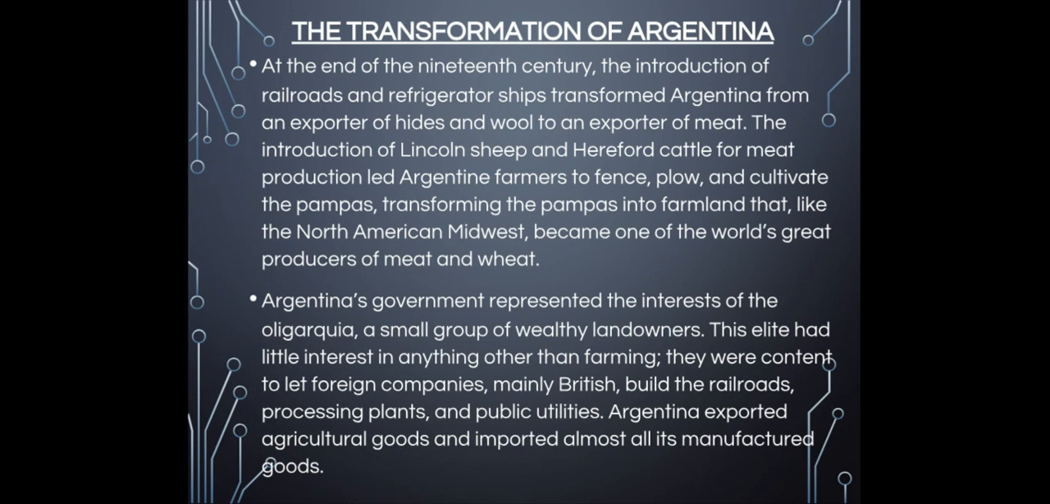Their government represented the interests of the oligarchia, a small group of wealthy landowners, and the elite had little interest in anything other than farming. They were content to let foreign companies, mainly the British, build railroads, processing plants, and public utilities, which means the British own these, and the people of Argentina are not benefiting from these. Argentina exported agricultural goods, and they imported almost all of their manufacturing goods.